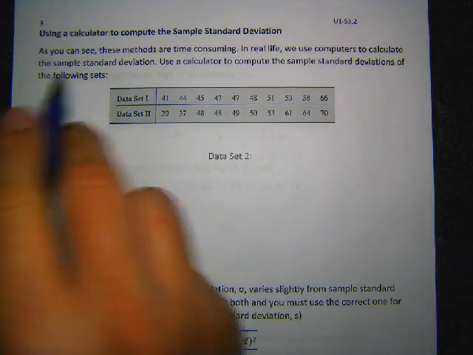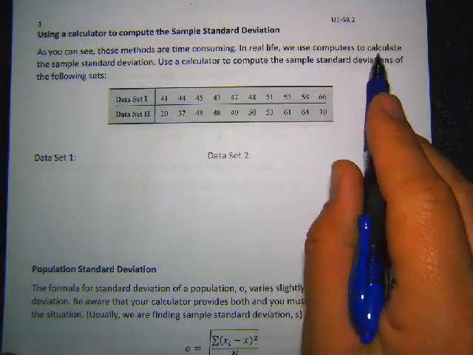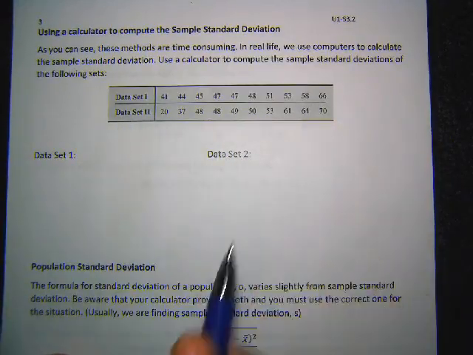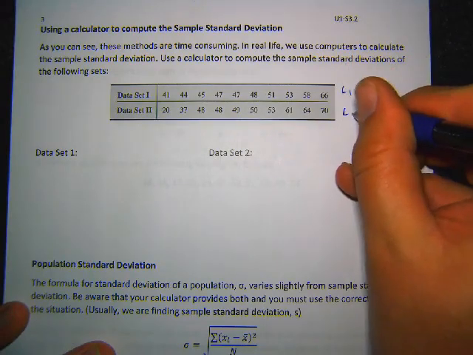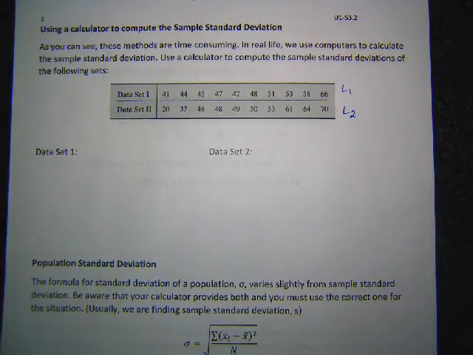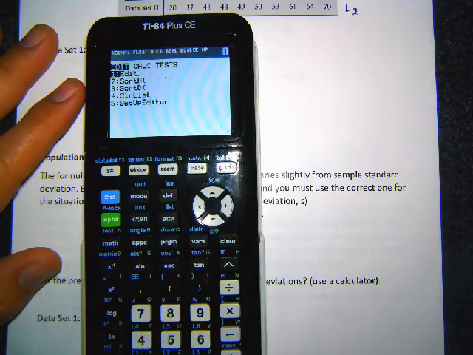So, the method we did by hand is kind of time consuming. In real life, we're just going to use computers or calculators to find the standard deviation. So we're going to use a calculator to find these. So I've got 2 data sets here. I'm going to put the first set in my list 1, the second one in list 2, and then we'll use these data sets to find the standard deviations. So remember to put the data in your lists. You're going to go to the Stat button.